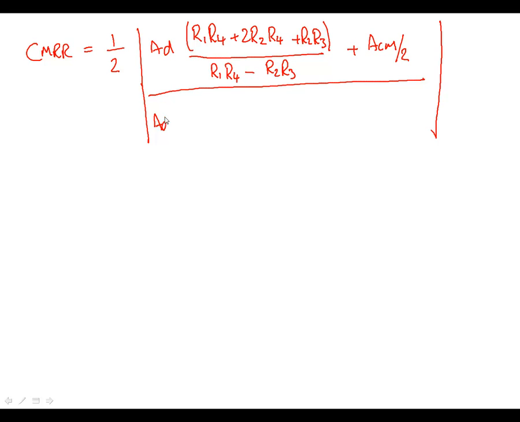The denominator becomes AD, differential mode gain, plus ACM over 2 into R1 R4 plus 2 R2 R4 plus R2 R3, all divided by R1 R4 minus R2 R3.